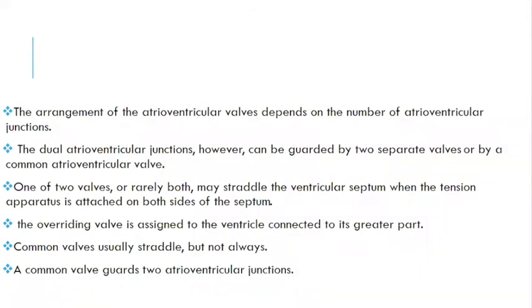The arrangement of the atrioventricular valves depends on the number of atrioventricular junctions. The dual atrioventricular junction, however, can be guarded by two separate valves or by a common atrioventricular valve. One of the two valves, rarely both, may straddle the ventricular septum when the tension apparatus is attached on both sides of the septum. The overriding valve is assigned to the ventricle connected to its greater part. A common valve usually straddles, but not always. A common valve guards two atrioventricular junctions.